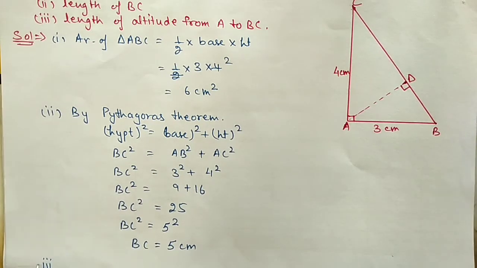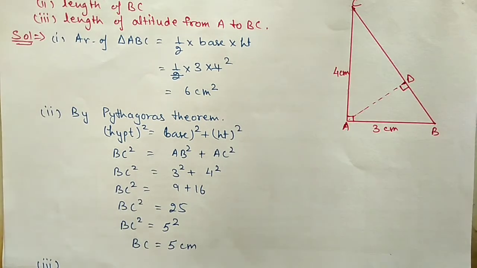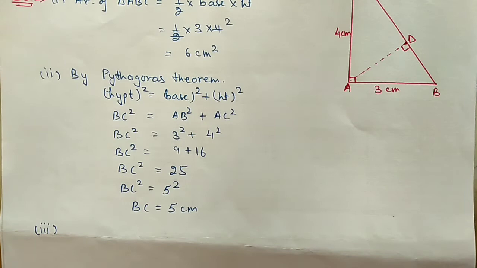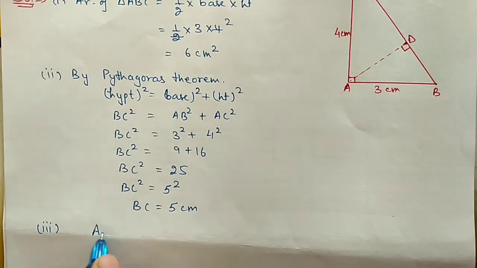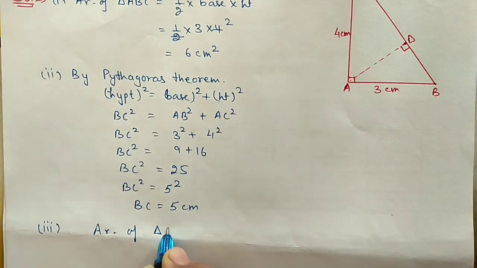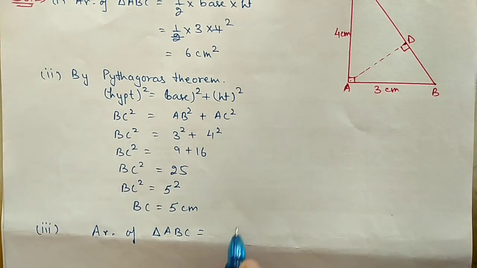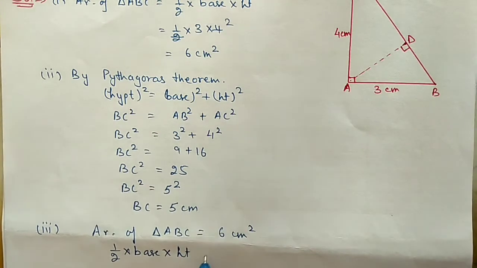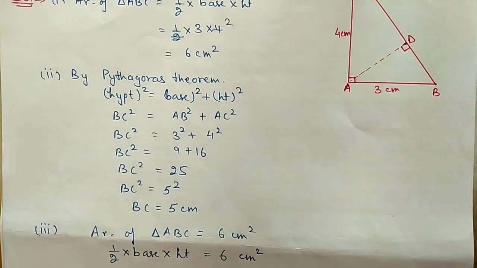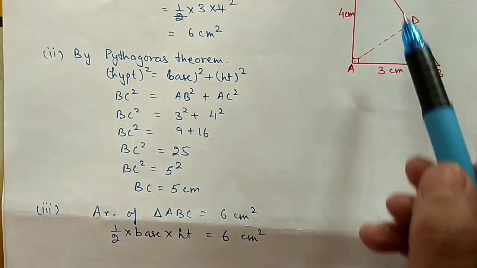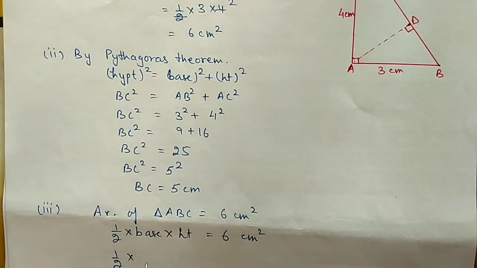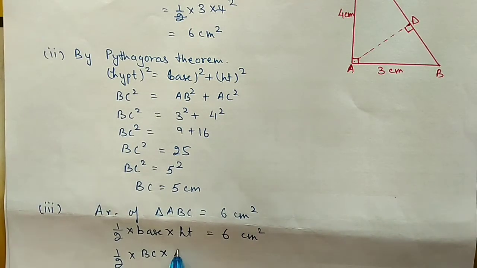Now third part, we have to find out the length of the altitude from A to BC, meaning this AD we have to find out. So this we will find out with the help of the area of the triangle. This already we have calculated, 6 centimeter square. Now we can apply the formula half base into height, which is equal to 6 centimeter square. Now in this case we will take the base as BC and the height we will take this one. So the base is BC and the height is AD.